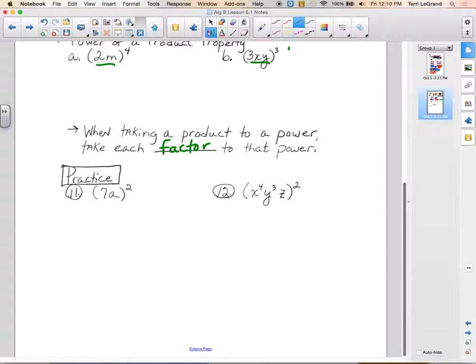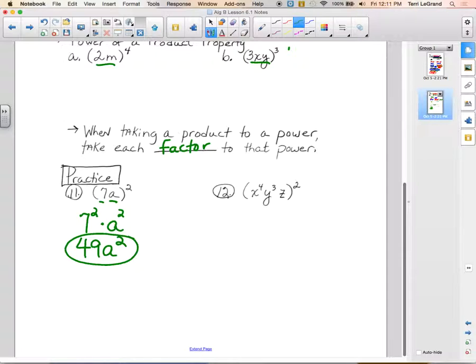So in this one, here's how we would show our work. We have 7 times a. So 7 gets a power of 2, and a gets a power of 2. They each get their own exponent. We can do 7 squared. What is that? 49. 49 and a squared. There's our answer for that one, because it really means 7a times 7a. And 7 times 7 is 49, and a times a is a squared.